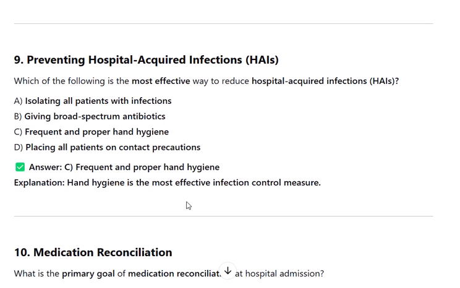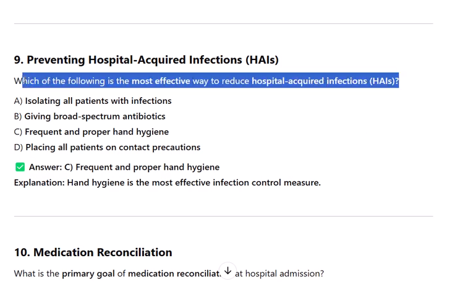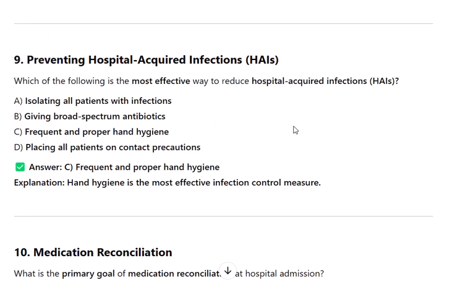9. Preventing hospital-acquired infections. Which of the following is the most effective way to reduce hospital-acquired infections? A. Isolating all patients with infections. B. Giving broad-spectrum antibiotics. C. Frequent and proper hand hygiene. D. Placing all patients on contact precautions. Answer: Frequent and proper hand hygiene. Explanation: hand hygiene is the most effective infection control measure.